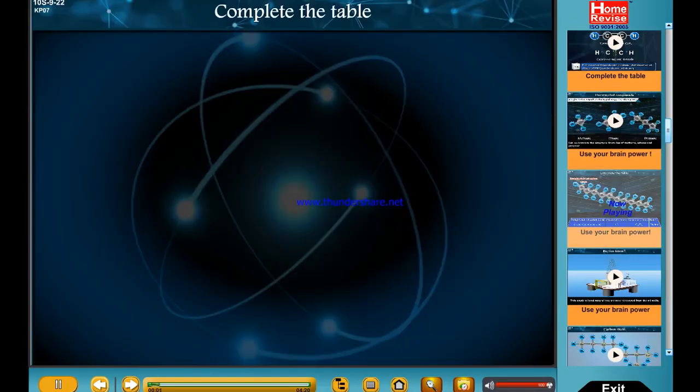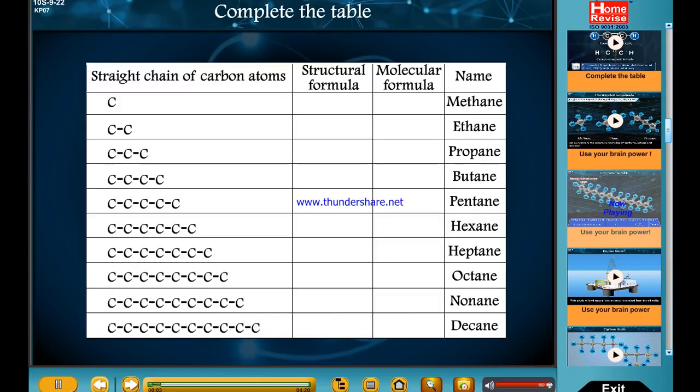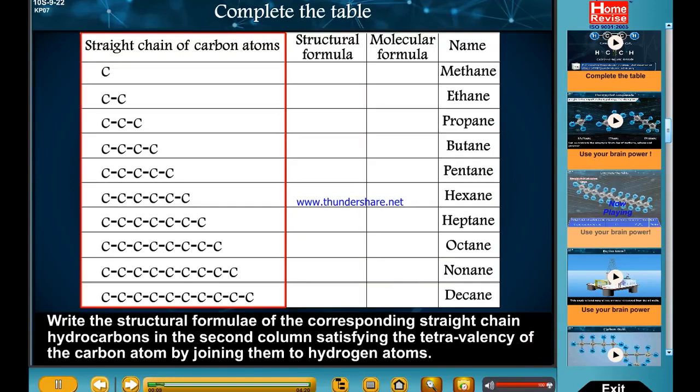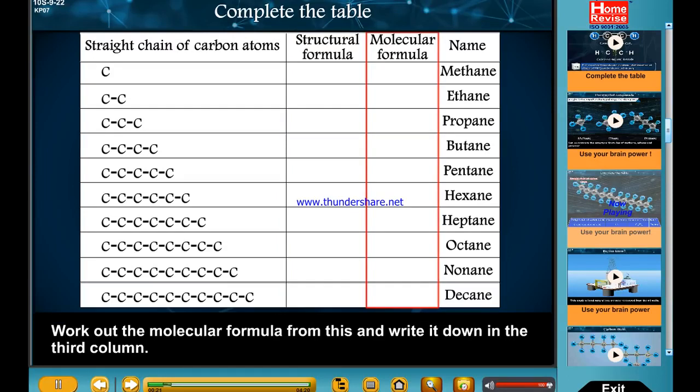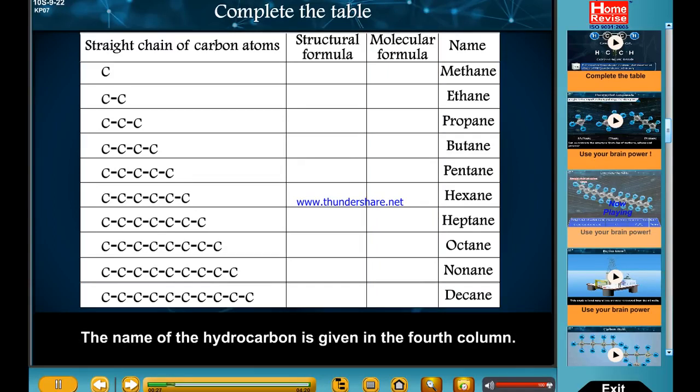Complete the table. The first column of the table shows straight chains of carbon atoms. Write the structural formulae of the corresponding straight chain hydrocarbons in the second column, satisfying the tetravalency of the carbon atoms by joining them to hydrogen atoms. Work out the molecular formula for this and write it down in the third column. The name of the hydrocarbon is given in the fourth column.